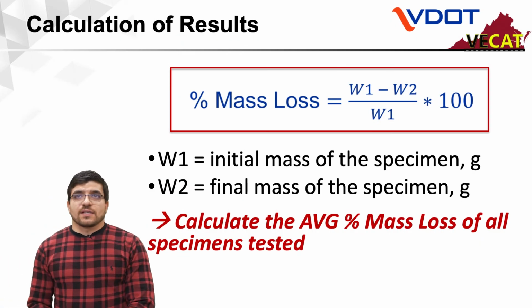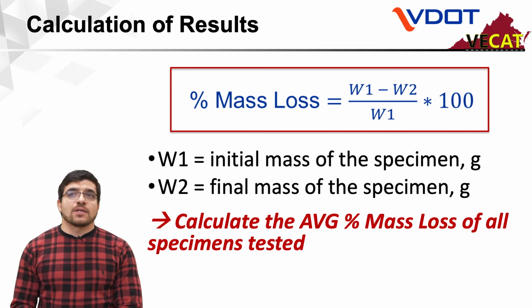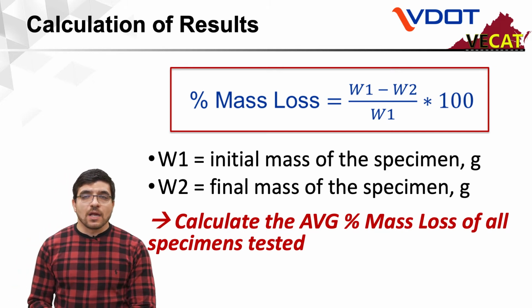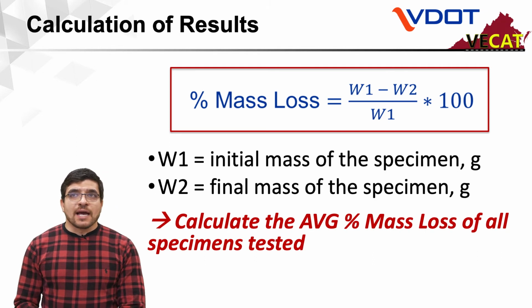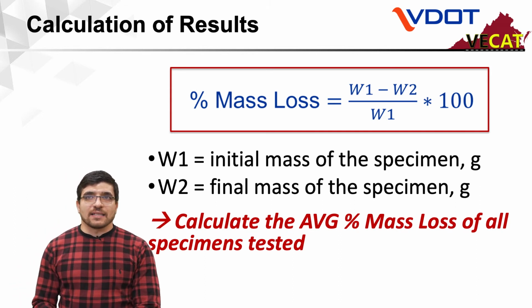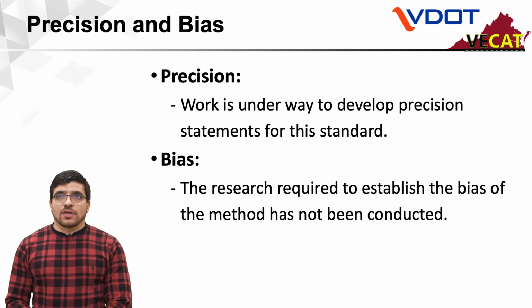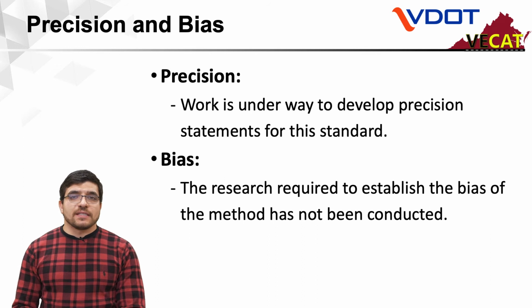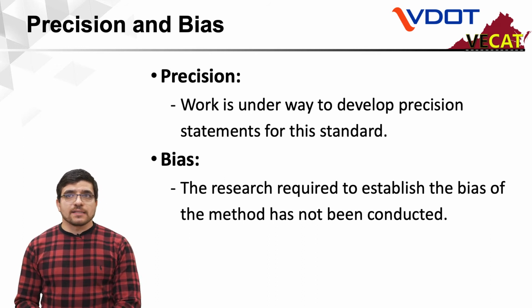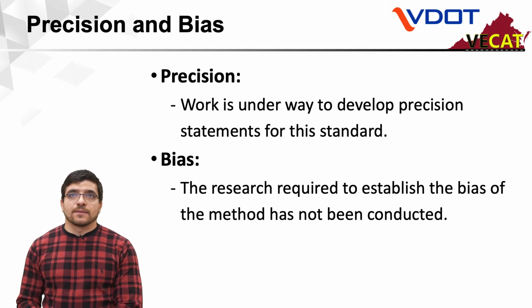For calculation of results, the percent mass loss is calculated as the ratio between the initial mass of the specimen minus the final mass of the specimen over the initial mass of the specimen, all times 100. After calculating the percent mass loss for the 3 specimens, an average percent mass loss of all specimens tested is then calculated. Precision and bias. For the precision, work is underway to develop precision statements for this standard. For bias, the research required to establish the bias of the method has not been conducted.